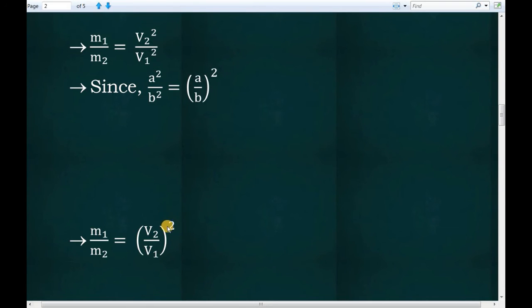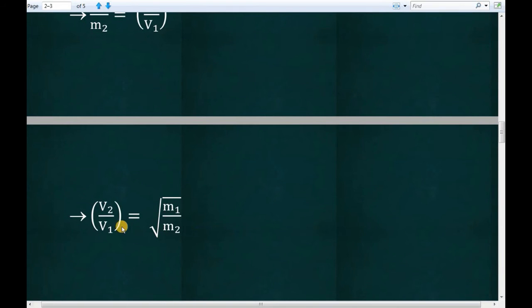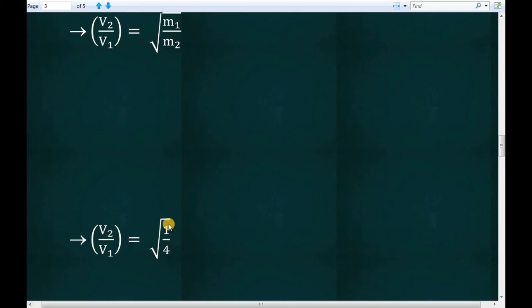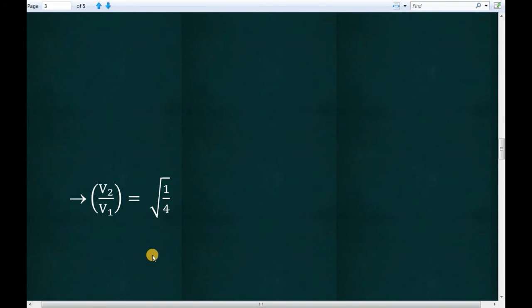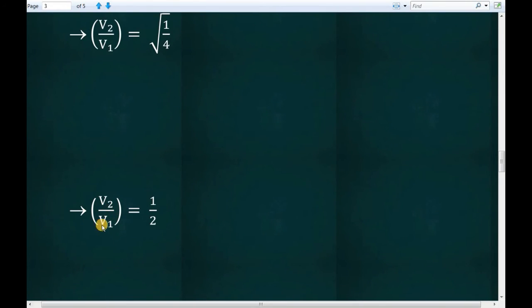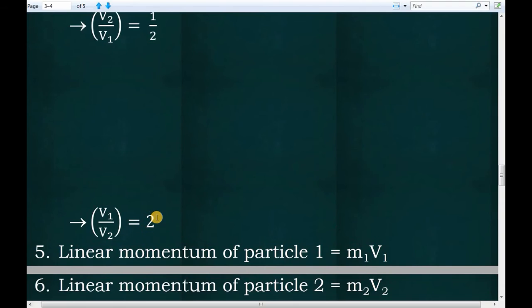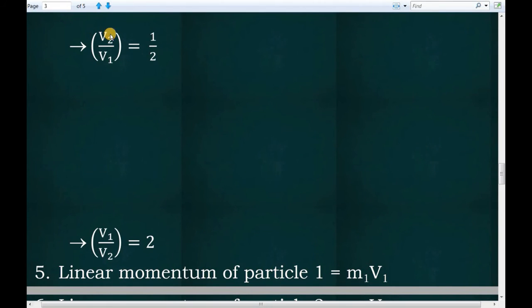Now move this square to the LHS. We get v2 by v1 is equal to square root of m1 by m2. We know that m1 by m2 is 1 by 4. So the next step will be v2 by v1 is equal to square root of 1 by 4. Square root of 1 by 4 is 1 by 2. So v2 by v1 is equal to 1 by 2. Now we will inverse both LHS and RHS. We get v1 by v2 is equal to 2, because the inverse of v2 by v1 is v1 by v2 and the inverse of 1 by 2 is 2.